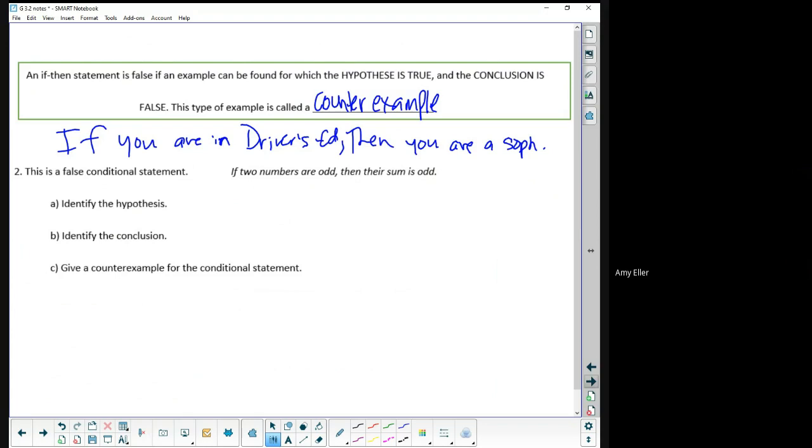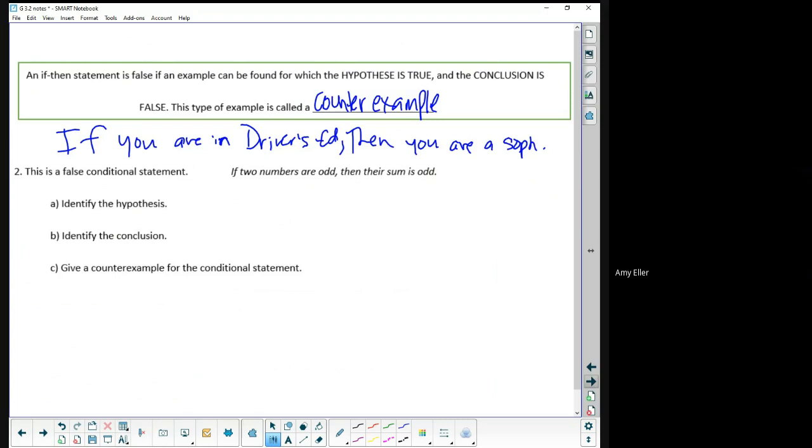Is that a true statement? Could that be true for 50 people? Sure it can. How many people would I have to find for it to not be true? It only takes one, what we call a counterexample. Can anybody give me a counterexample?